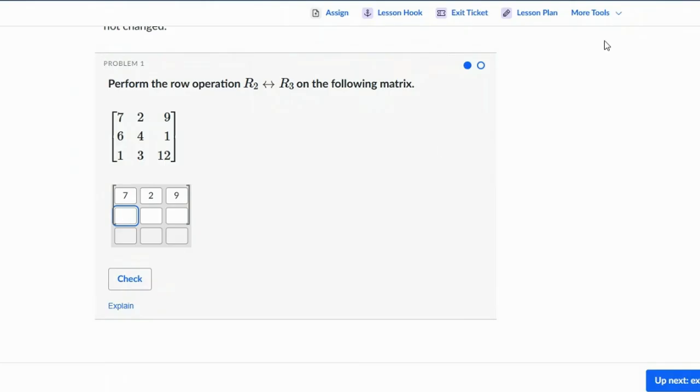Yeah, the second row is what the third row used to be. So then the third row gets to be what the second row was. We just take the second row and the third row and we swap them back and forth. Perfect. Yeah, Summer was doing the whole thing for us.